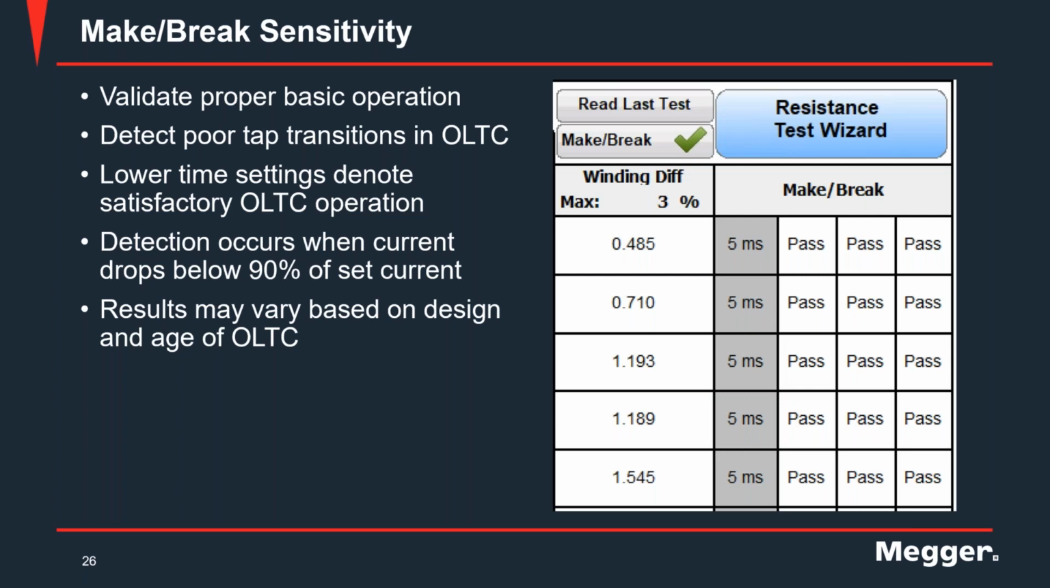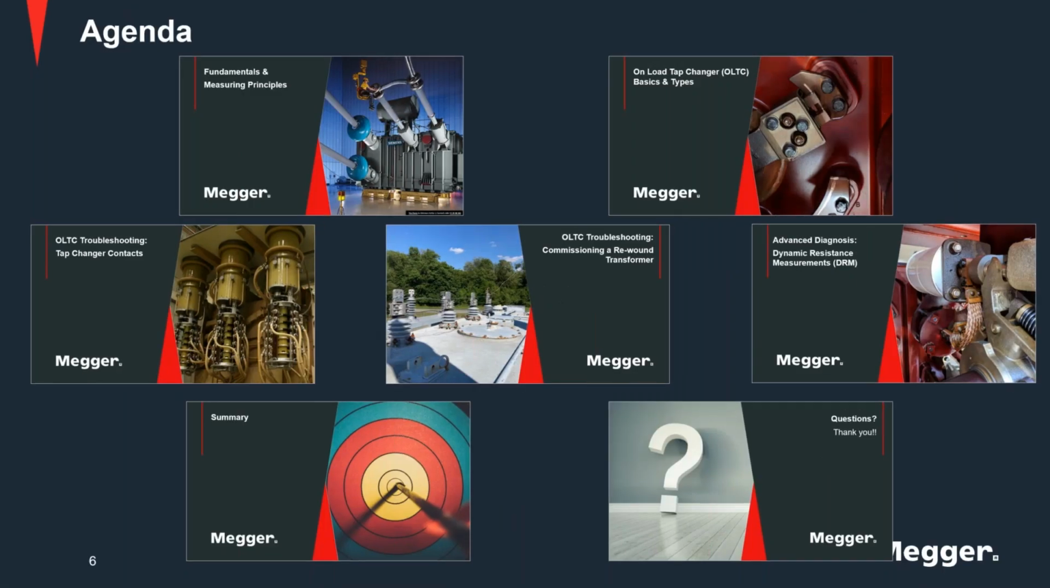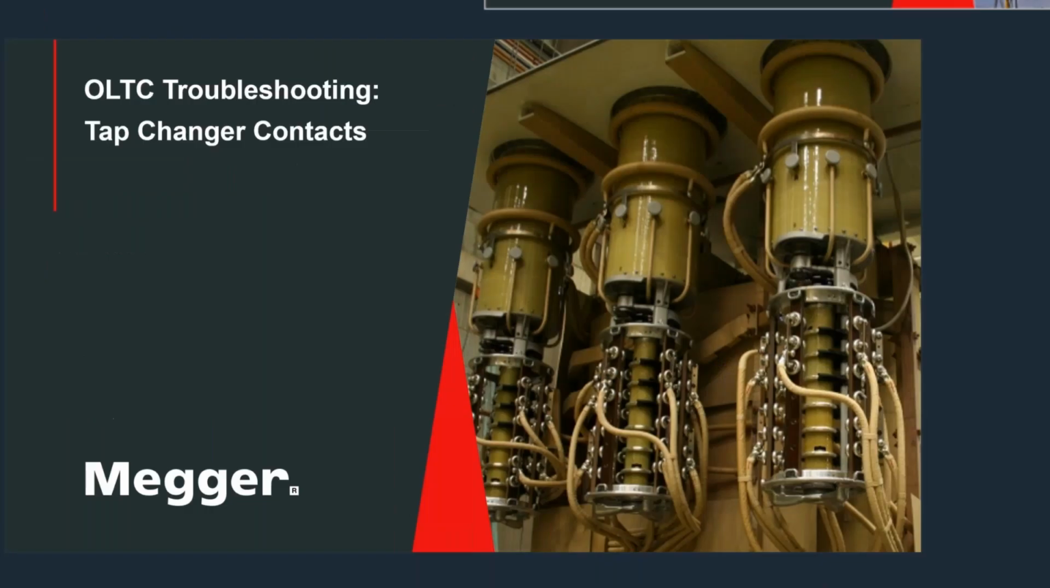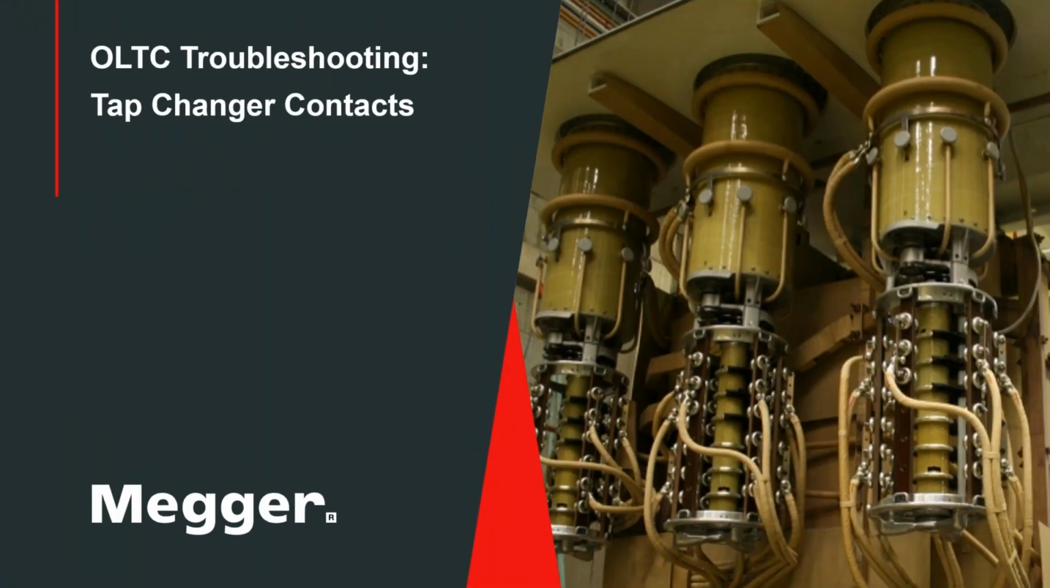And part of the results, just a quick snippet I'm sharing here, is that whenever you go through taps, you can see the sensitivity setting that was used and whether the tap transition went through successfully or not. So you'll either have a pass or fail diagnosis telling you whether that tap change went successfully. After having looked at some of these basics and principles for OLTCs, let's move on to a few examples. The first one I'm going to talk about is associated with an OLTC as well, which had something to do with tap changer contacts. Let's take a look at it.